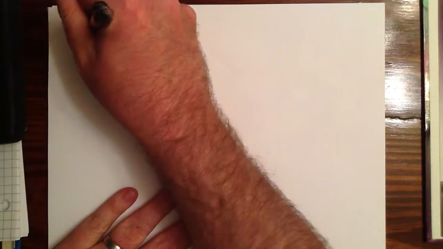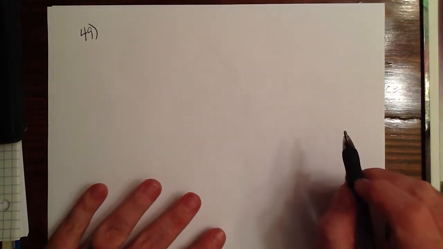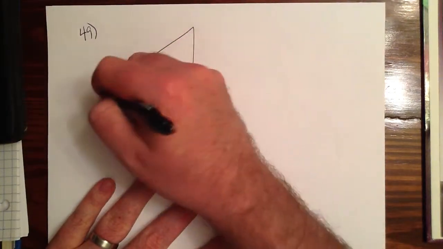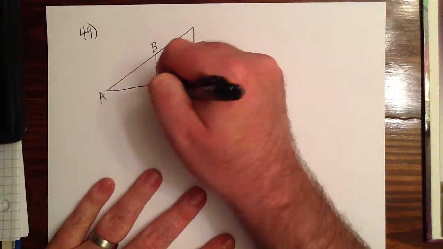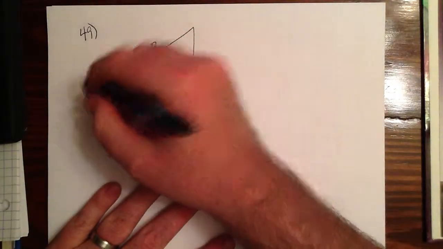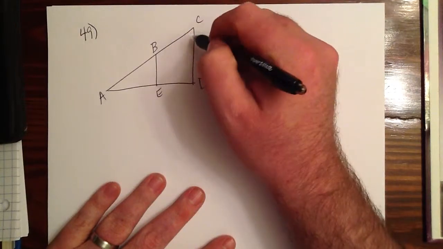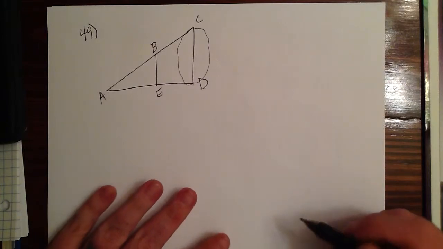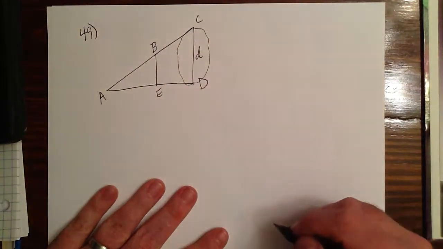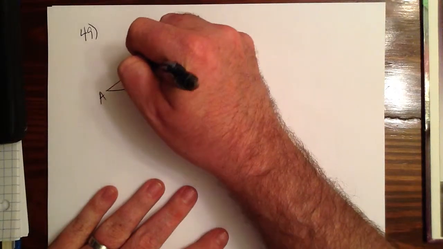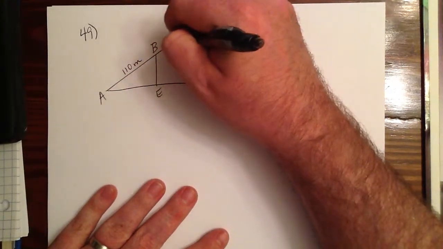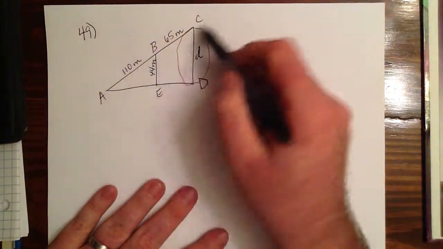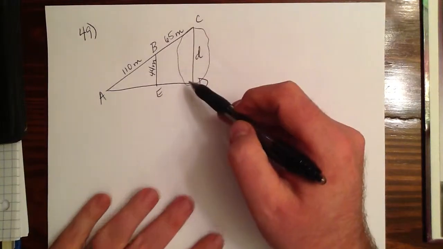Lastly, number 49 says, in the figure below, triangle ABE is similar to triangle ACD. And the lake is there, the pond is there. What is the distance across the pond? They call that D. If this is 110 meters, this is 65 meters, and this is 44 meters. Now all these measurements would be possible because they would be on land, but you couldn't do this one.